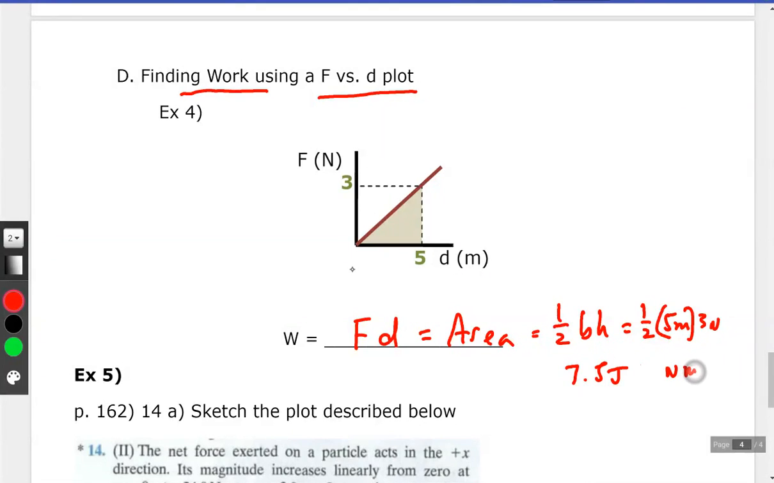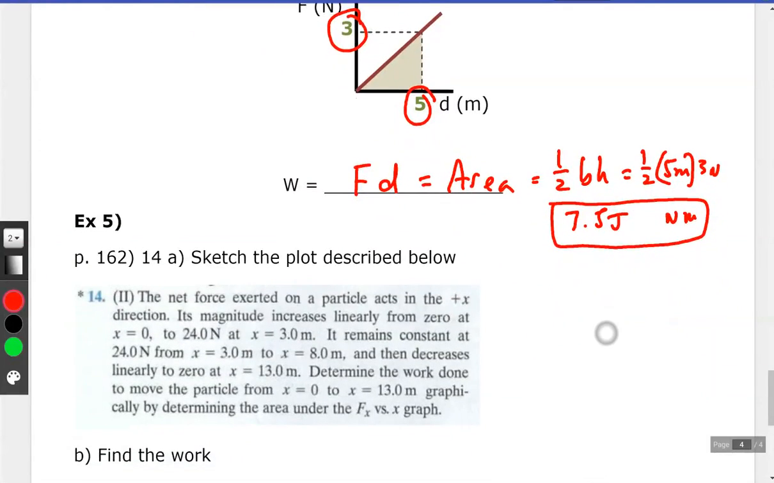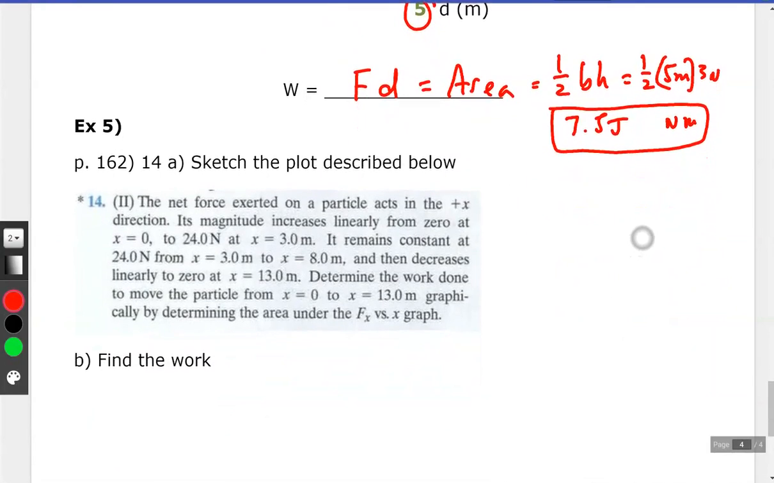Now, since this is just one significant digit and this is one, I guess we really should answer 8 joules, but we'll leave it like that. If you ever really got the real thing on a test or a quiz or an AP, we'd have the right significant digits.